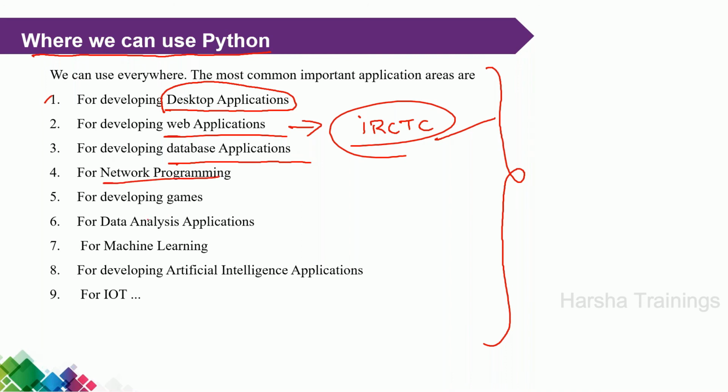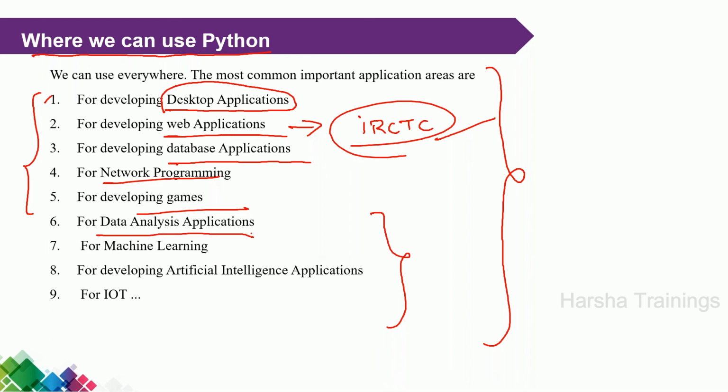Network programming, developing games. I think everyone knows. So these are the things we are using Python for, and along with these, the most important things. Because of these things only, Python becomes the most popular language.